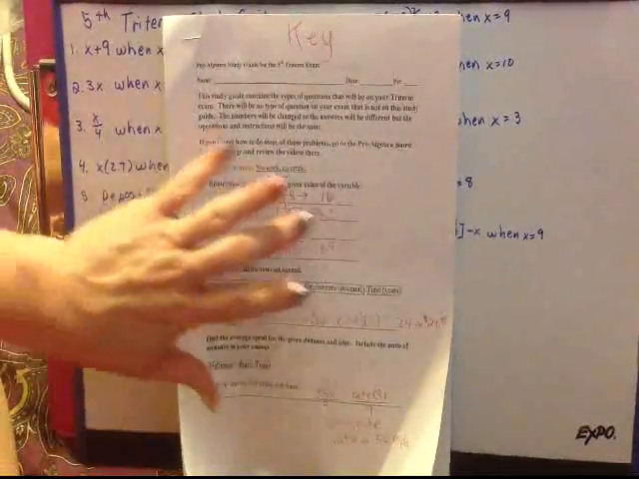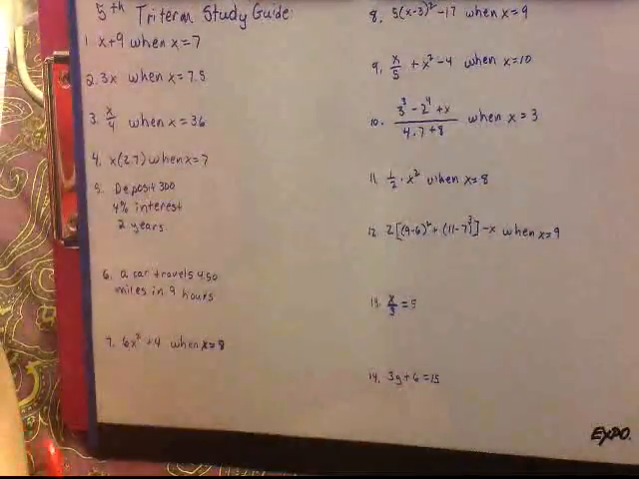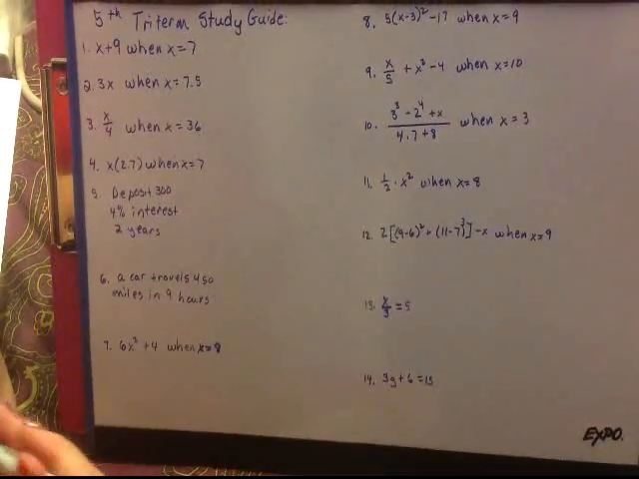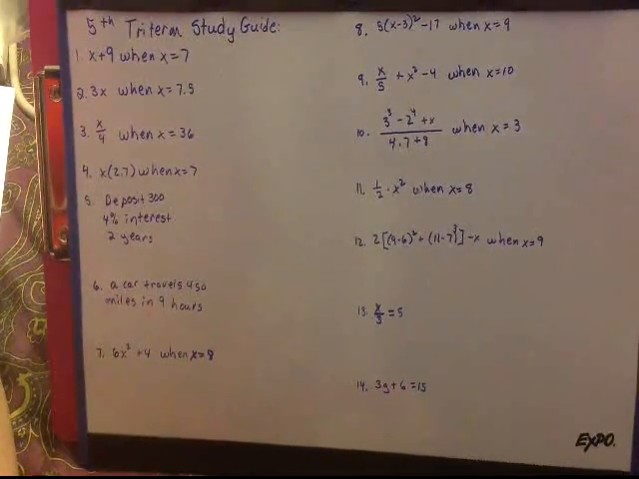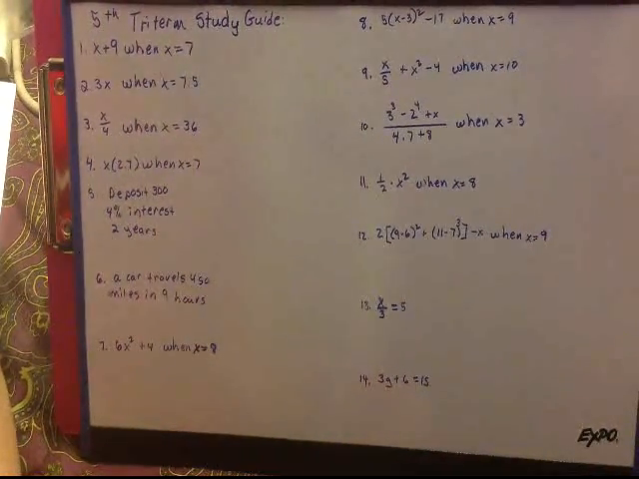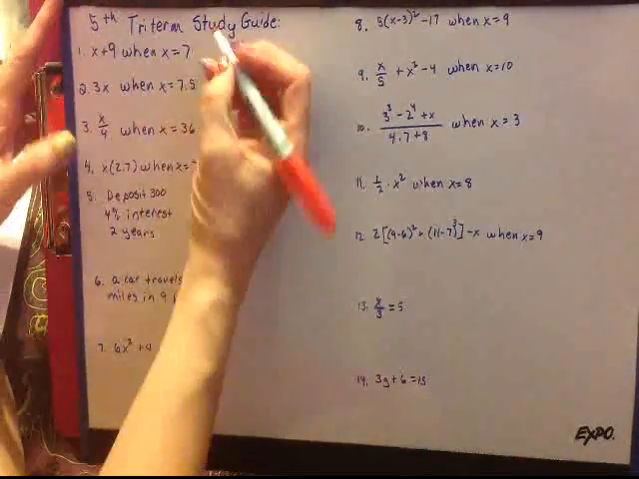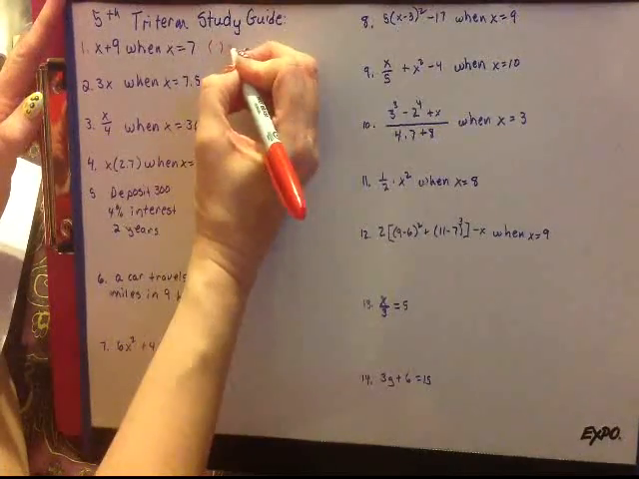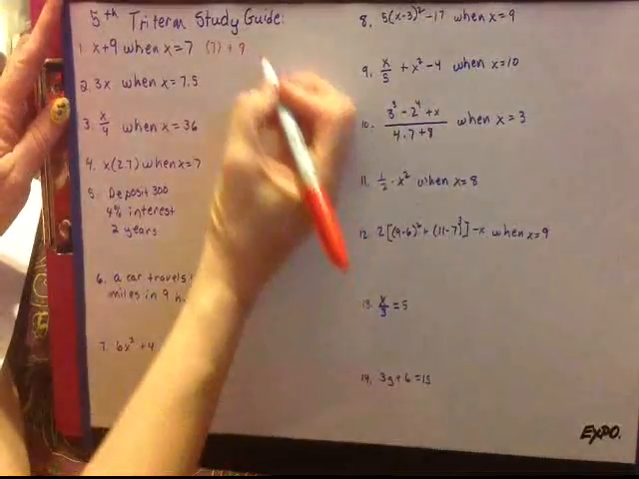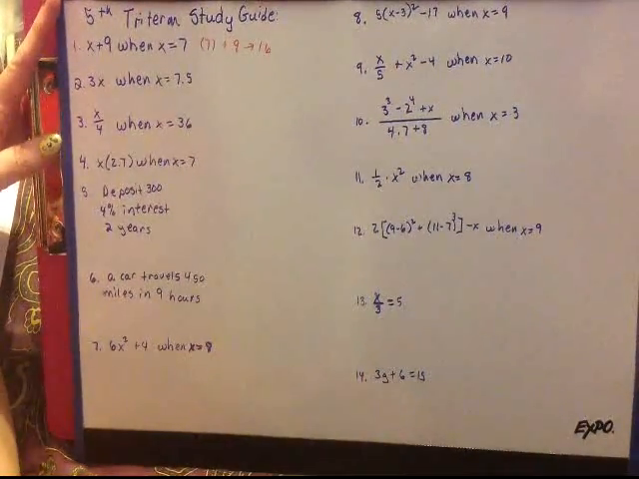I have copied all the problems from this study guide over to this whiteboard so that we can work these together. For questions 1 through 4, the instructions are to evaluate the expression for the given value of the variable. Evaluate just simply means to substitute and solve. Question 1, x plus 9 when x equals 7. We're going to put parentheses plus 9, and substitute a 7 in place of the parentheses. So the answer is 16.